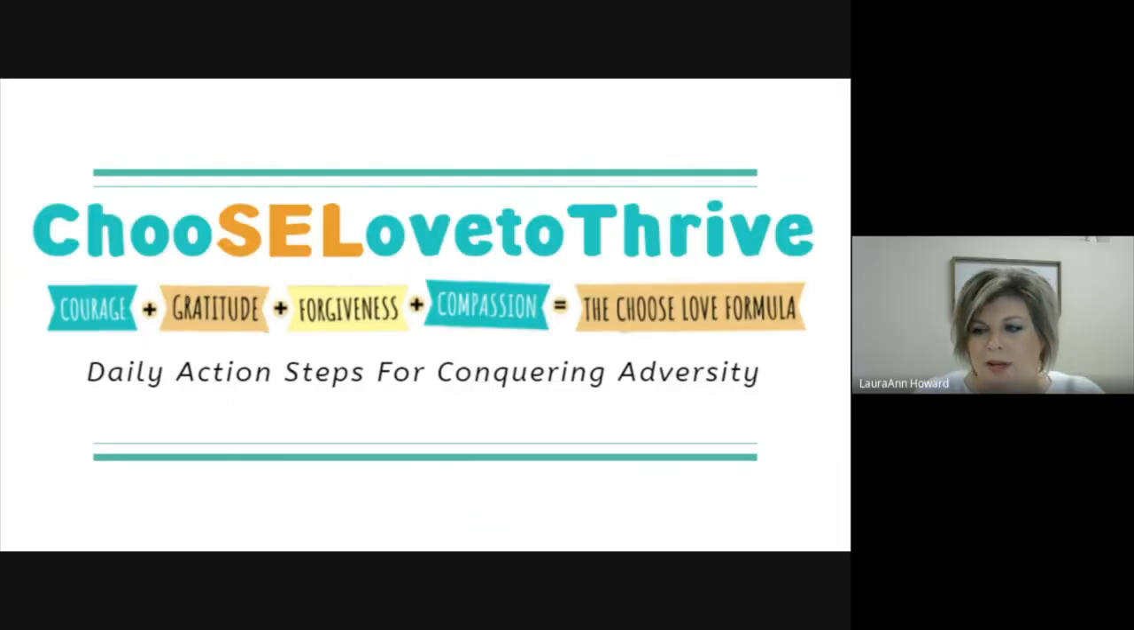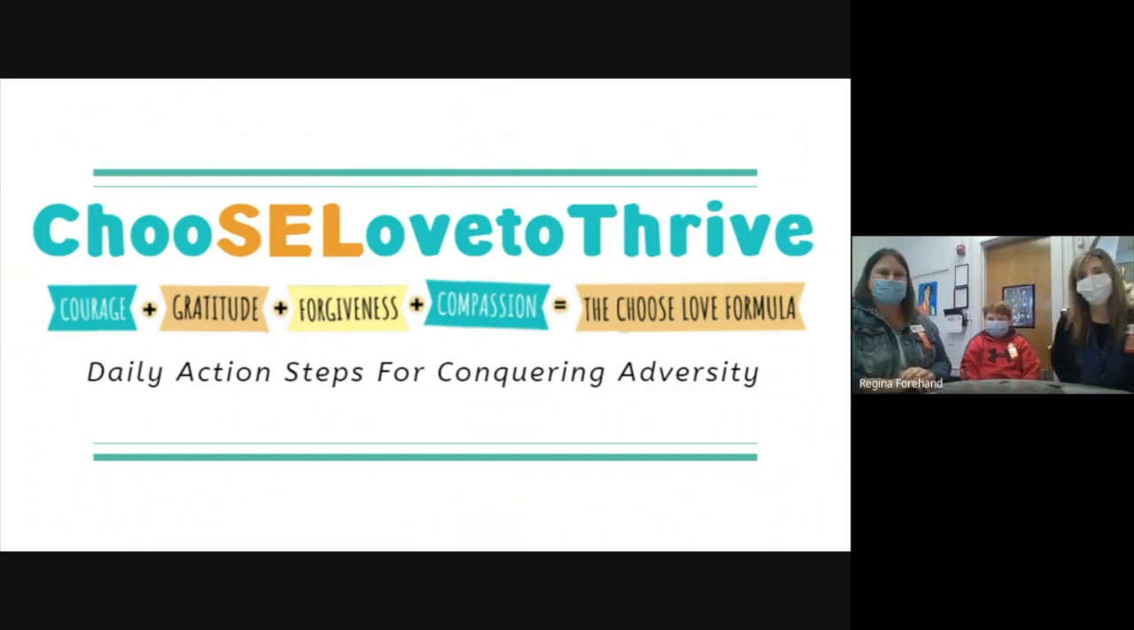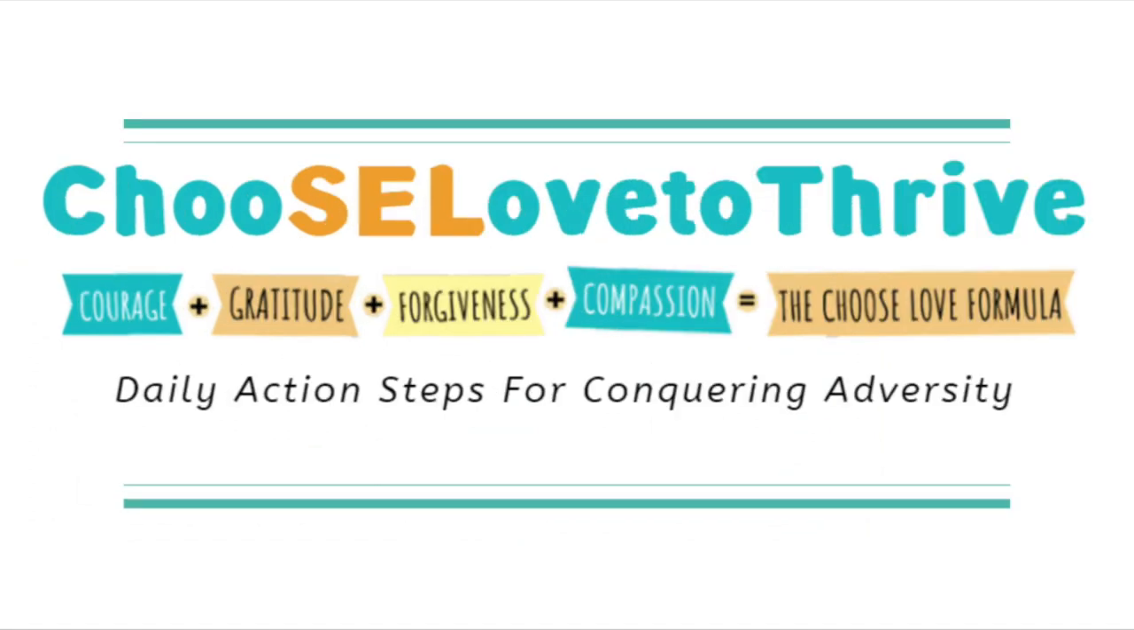Our first guest bringing to you information about social emotional development in the elementary setting is Ms. Regina Forehand. Yes, at the elementary level, all the elementary schools in the Batesville School District use the Choose Love Social Emotional Learning Program. The idea of Choose Love is that there are four components that help us choose love each day: courage, gratitude, forgiveness, and compassion in action. And we have some motions that we learn to go with those words to help us remember to choose love.